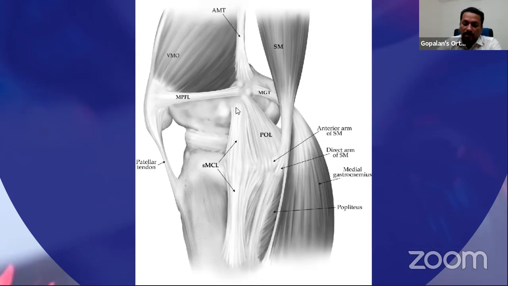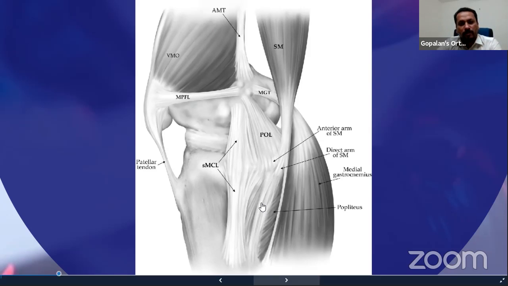Now, the reason I am asking is I've done a few MCL repairs. Whenever I go in, I find that if it is a tibial avulsion, there's a thick tissue there, so it's easier for me to identify the avulsed MCL and get it back into position. But when I go into the femoral side, it's quite difficult because there's just diffuse tissue around. It's very difficult to find the exact superficial MCL and the POL. What is the experience?